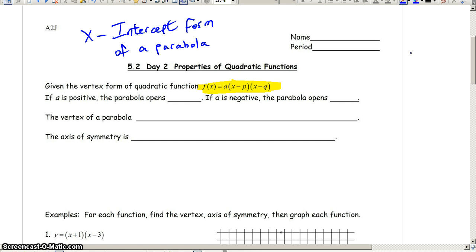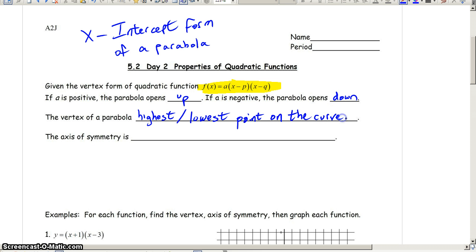We have our A out in front. It's the same A that we've been working on. If A is positive, our parabola opens up. If A is negative, our parabola opens down. The vertex of a parabola, as we've been talking about, is the highest or the lowest point on the curve. But finding it now is going to be a little bit trickier.